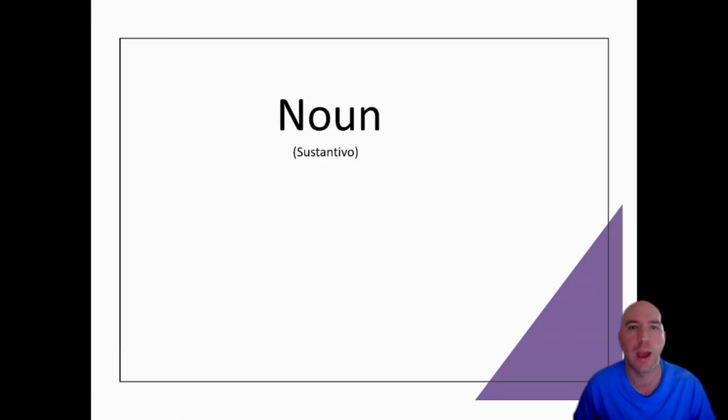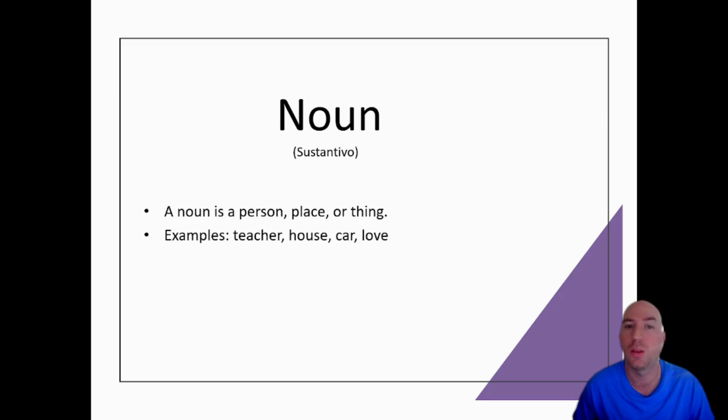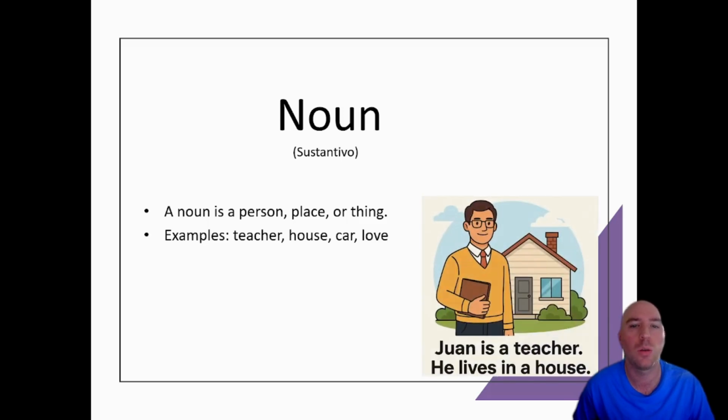First, we'll talk about a noun. A noun is a person, a place, or a thing. Examples would be a teacher, a house, car, love. Juan is a teacher. He lives in a house.